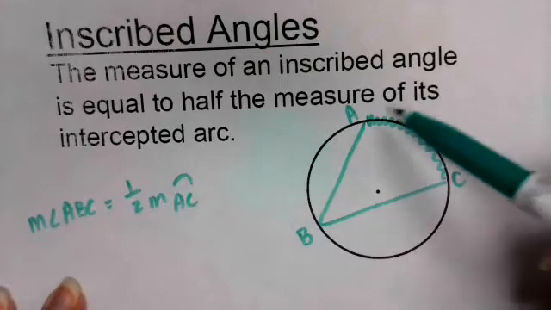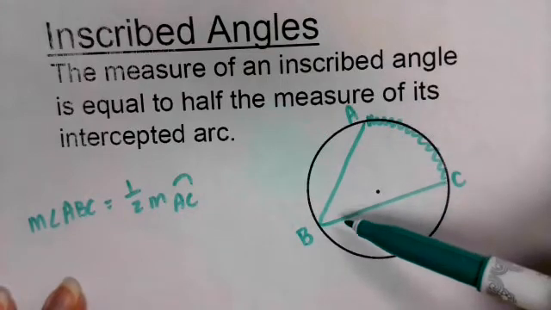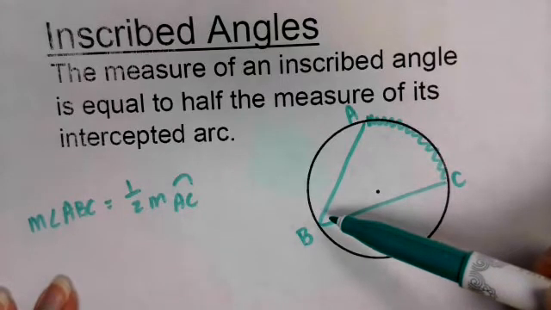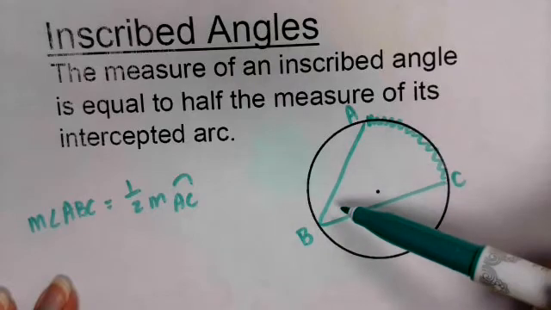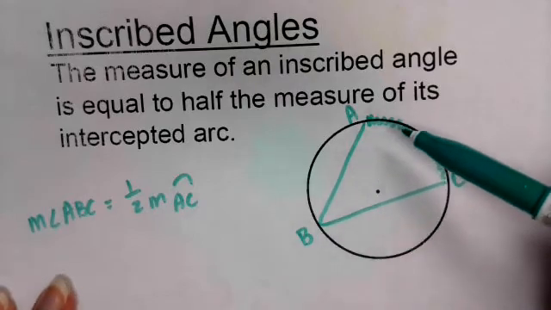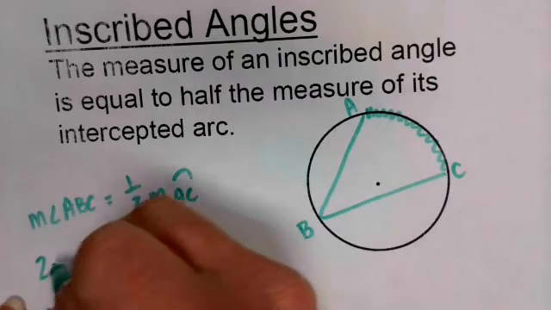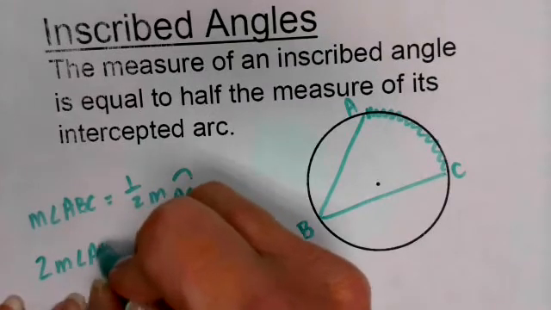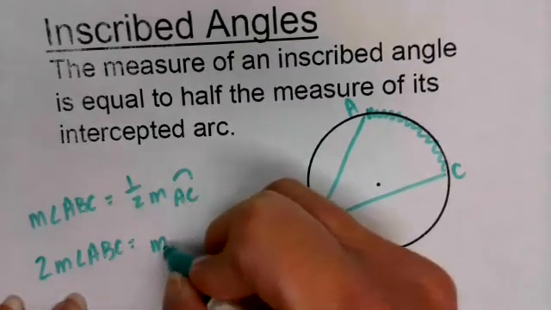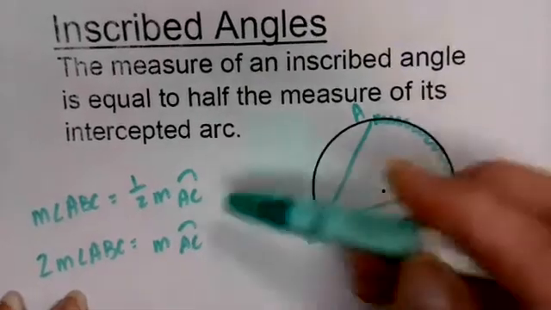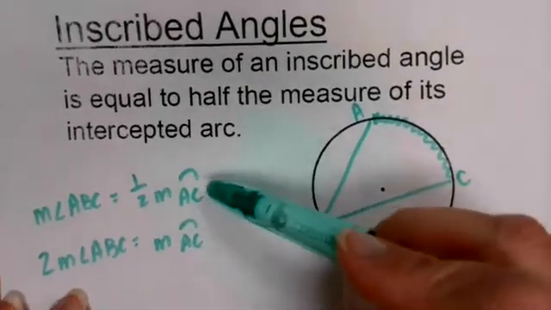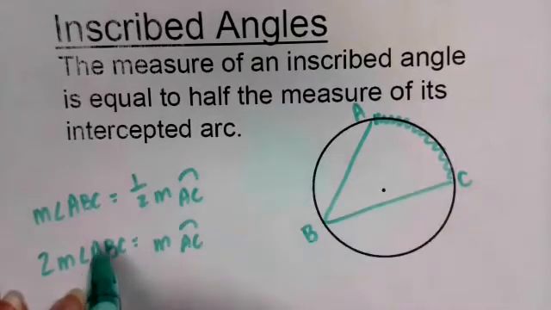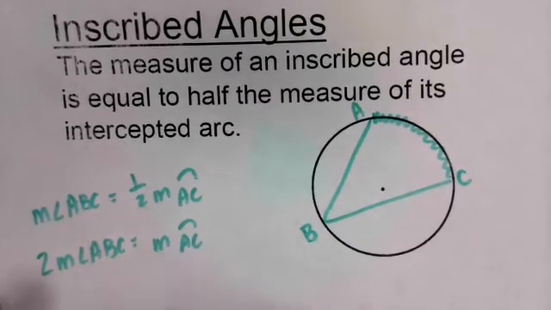So if I know this arc measure, I can halve it to get the angle. But what if I have the angle? Instead of halving the arc to get the angle, if I have the angle, then I can double the angle to get the arc. So 2 times the measure of angle ABC is equal to the measure of arc AC. I like to talk about both of these formulas. You can either halve the arc to get the angle, or double the angle to get the arc. Do either one. All right, so I've got a few examples here.